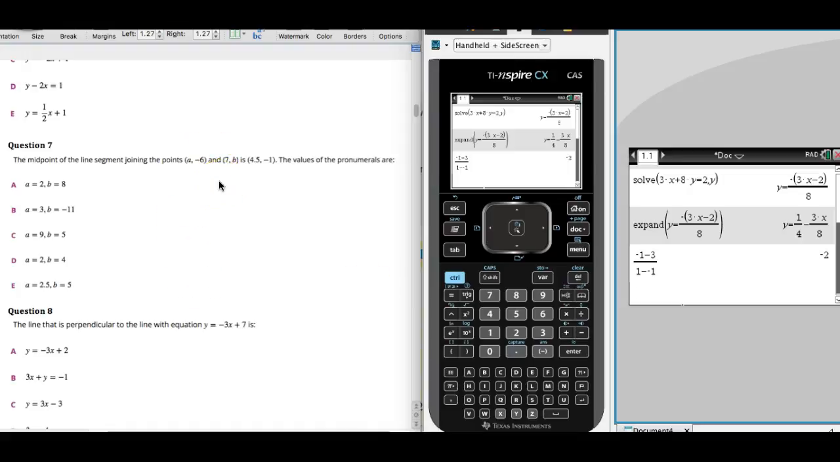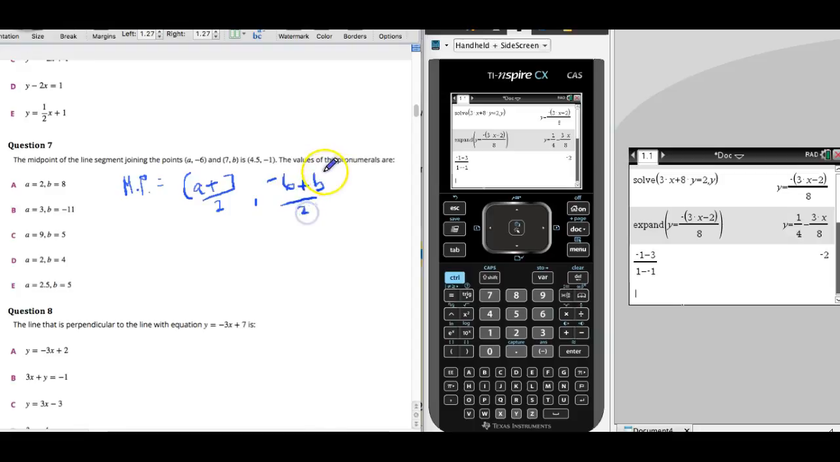Okay, so basically, oh, this one's tricky. So you might need to come back to question 7, or maybe just write down the working. Okay, the midpoint, which I'm going to write as MP. So the midpoint formula is your x's are added together, divided by 2. And then your y's are added together, -6 and b over 2. This is a difficult question.